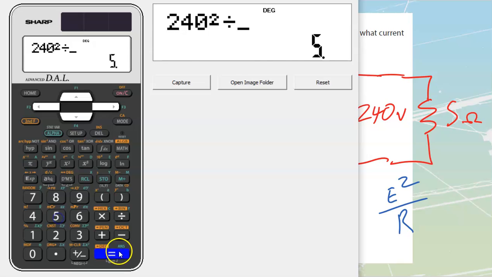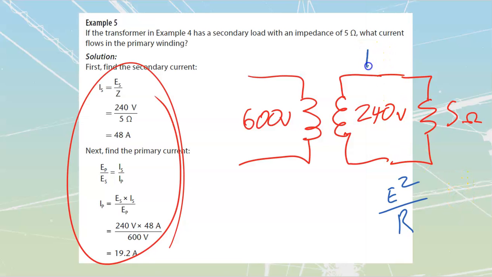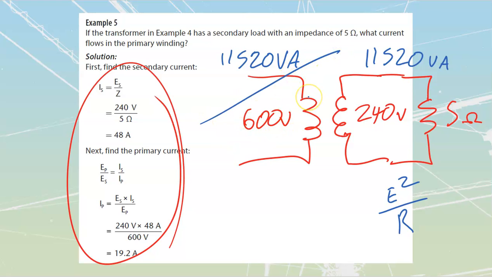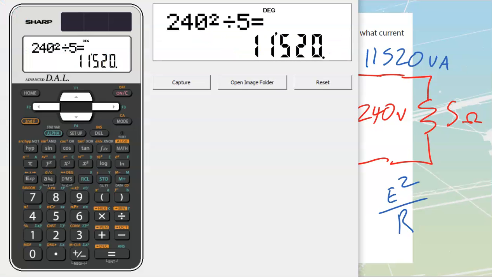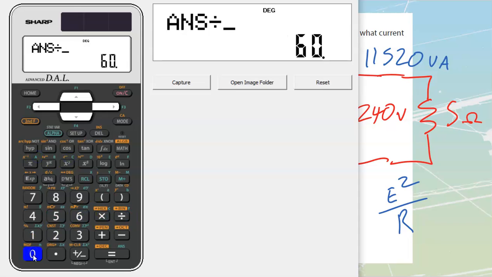240 squared divided by 5 gets me to a VA of 11,520. If this side over here is 11,520 VA, then I know that this side over here is also going to be 11,520 VA. And if I take a VA and divide out my volts, we'll divide it by 600 volts, we're going to go straight to our current. Divide it by 600 gets me to 19.2 amps.